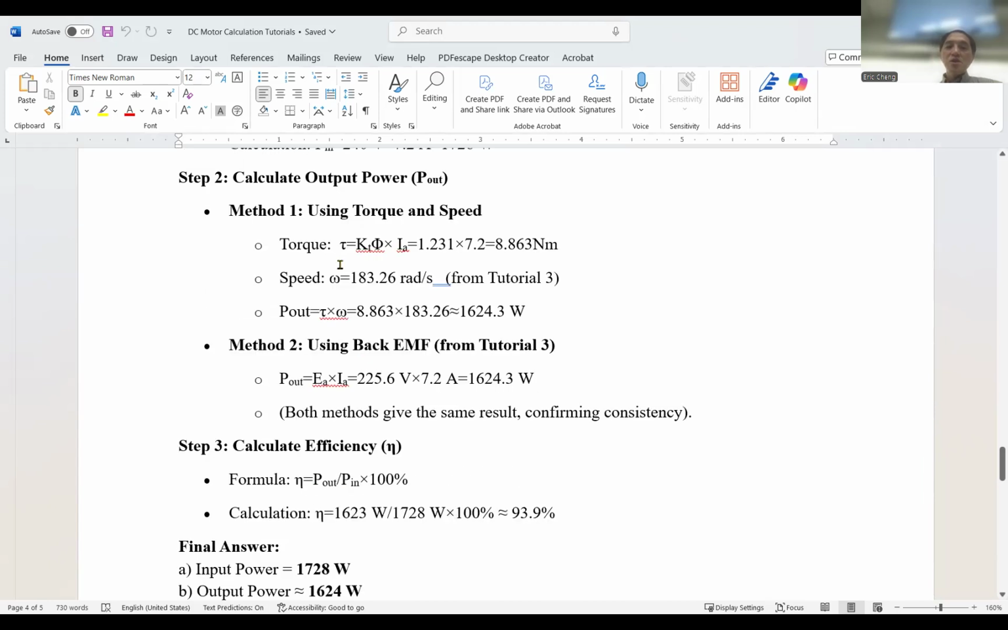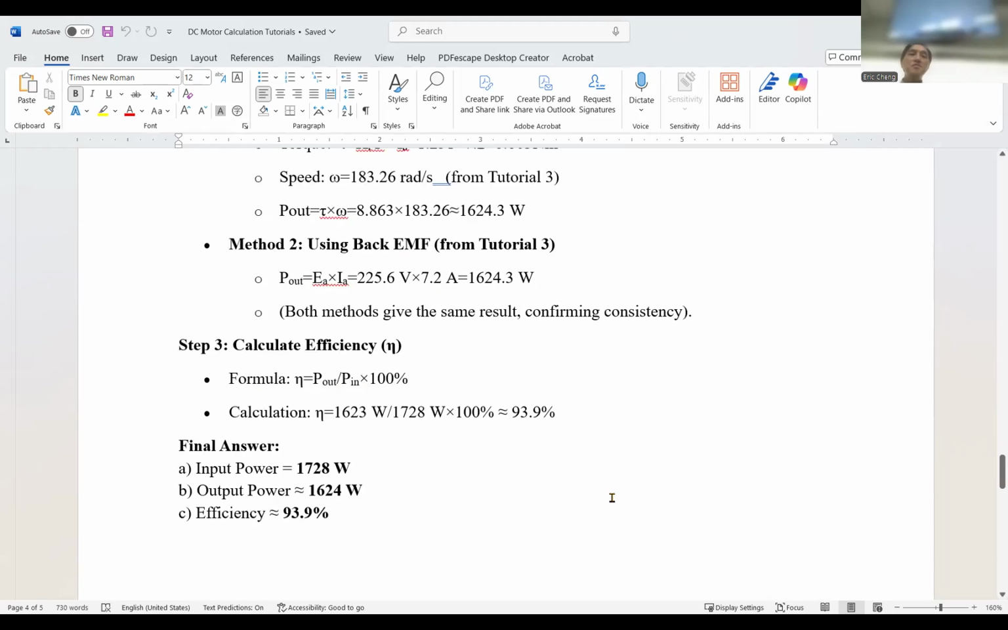So you see the output mechanical power, you can also derive it from the back EMF, because the back EMF sells are mainly connected to output. So the back EMF voltage 225 multiplied by the current will also give you the back EMF power. These two should be the same because we know that the torque constant and the back EMF constant are the same. So the efficiency now is the output divided by input. That is 1624 divided by 1728, which gives you the efficiency 93.9%. So that's a very common way we can examine the motor condition, right?